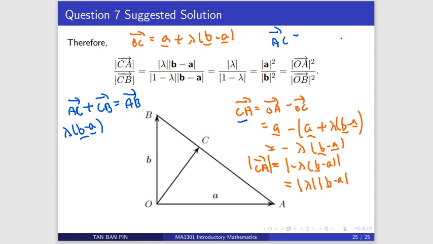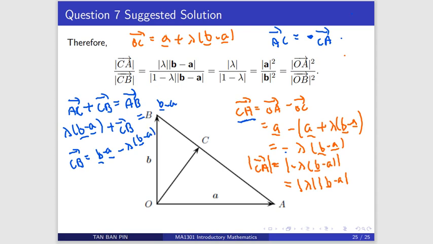AC is just negative vector CA. Yeah? AC and CA are opposite in direction. CA we have found is minus lambda (B minus A). So AC will be just lambda (B minus A). Then plus vector CB is just AB, which is B minus A. So with that, you can say vector CB is B minus A minus lambda (B minus A).